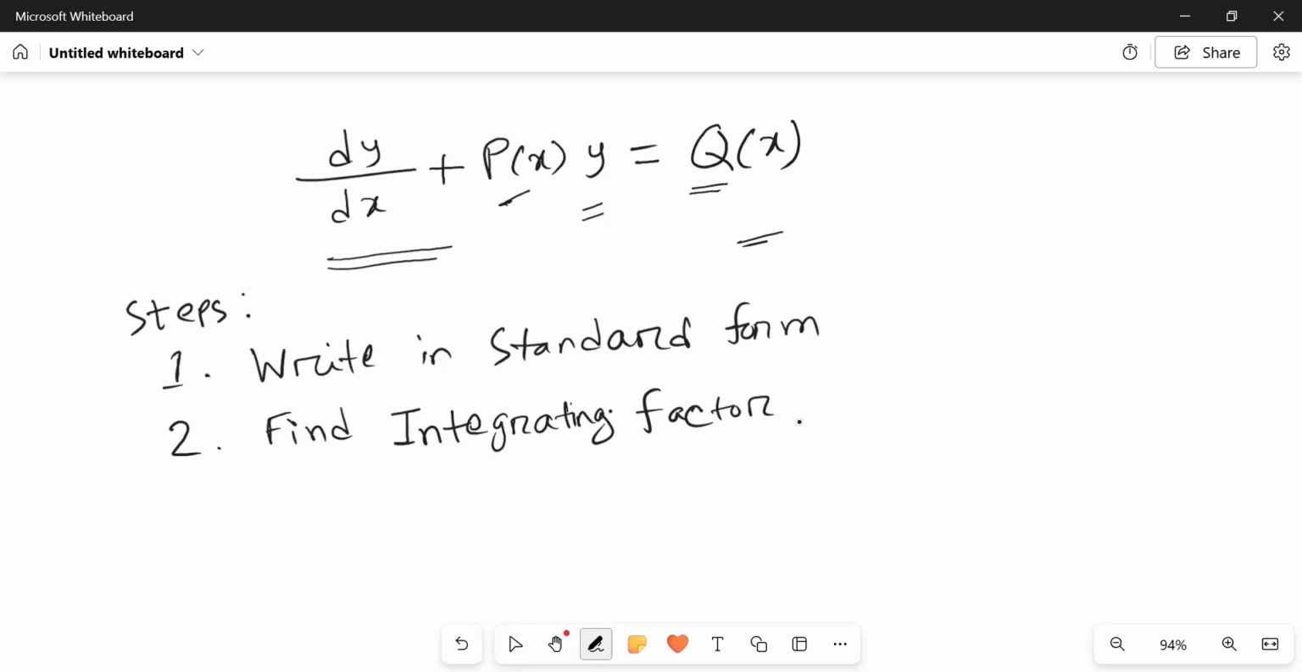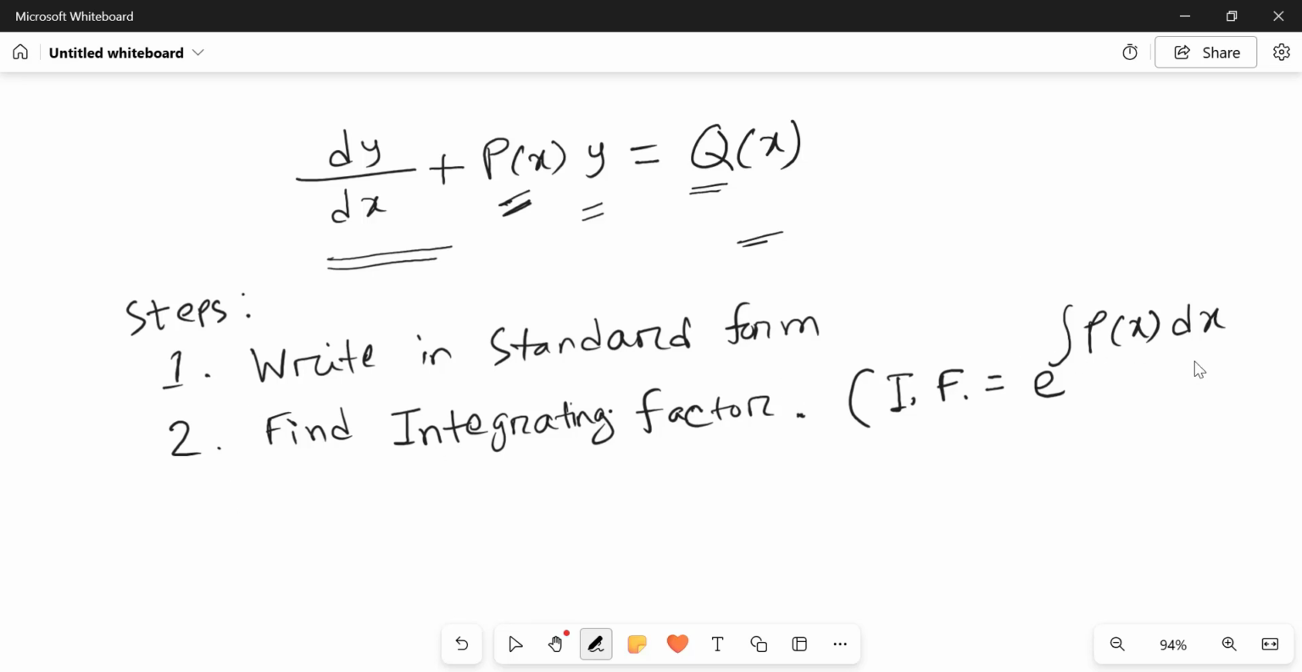So how do we find this integrating factor? The integrating factor is basically the exponential, e to the power integration of p of x dx. P of x is this function of x, that is the coefficient of y.